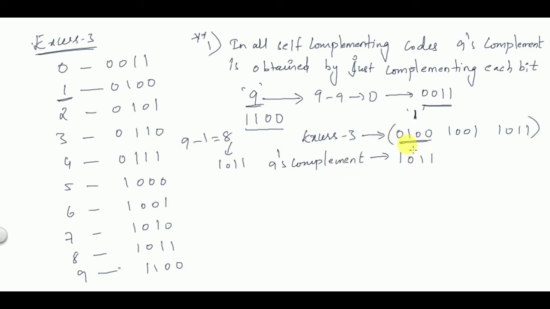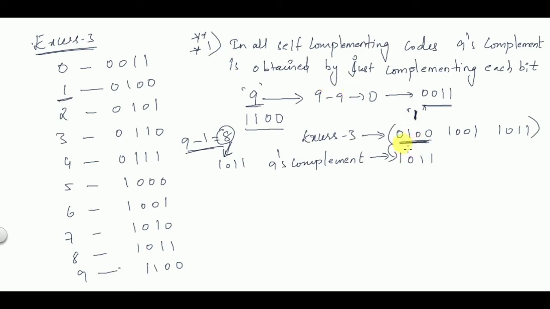Or just by complementing each bit, you get the same result. So you don't have to find the corresponding decimal again, then the 9's complement, and then the XS3 value of the new decimal value. All of this is not required if you remember this point.